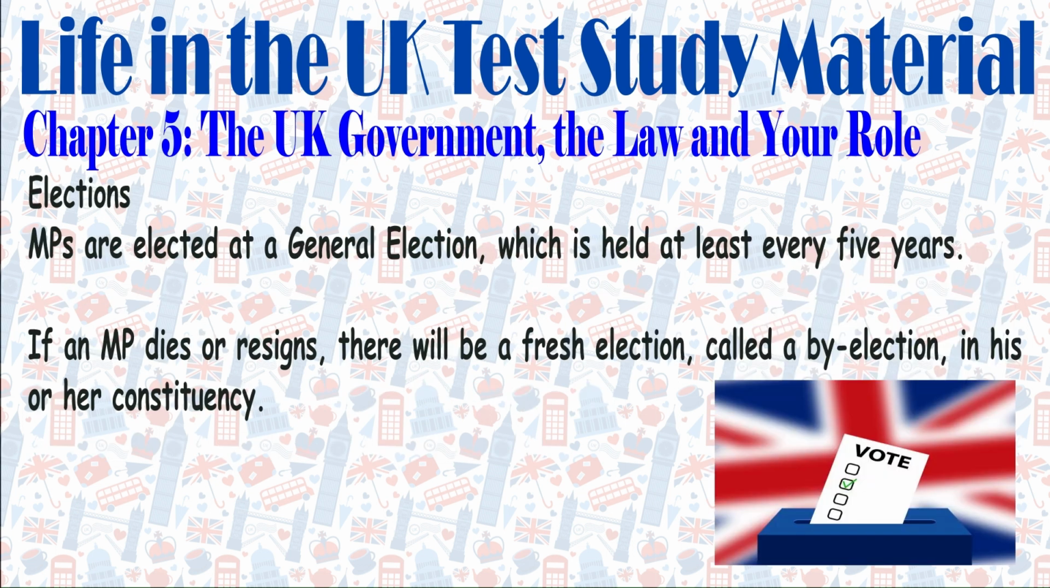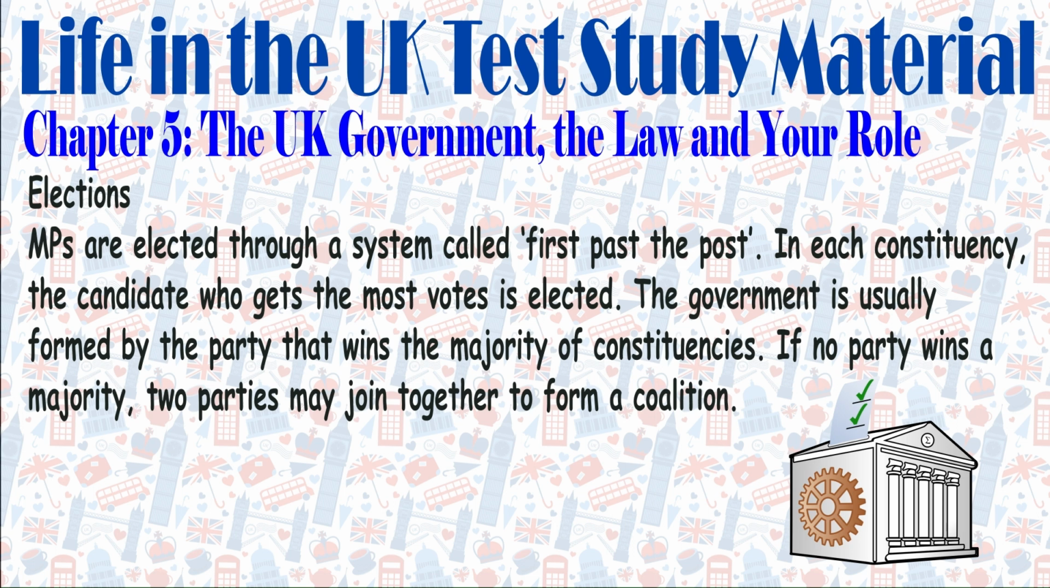Elections. MPs are elected at a general election, which is held at least every 5 years. If an MP dies or resigns, there will be a fresh election, called a by-election, in his or her constituency. MPs are elected through a system called first past the post. In each constituency, the candidate who gets the most votes is elected. The government is usually formed by the party that wins the majority of constituencies. If no party wins a majority, 2 parties may join together to form a coalition.